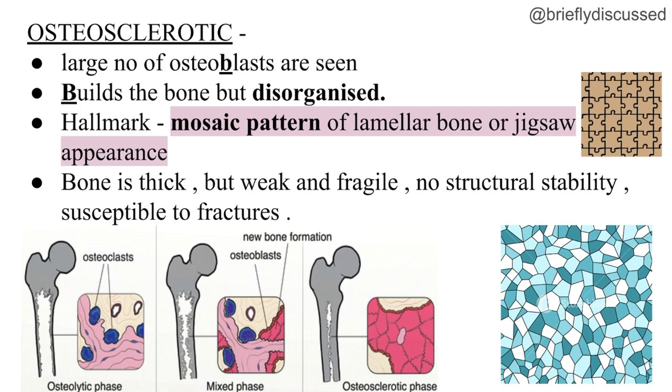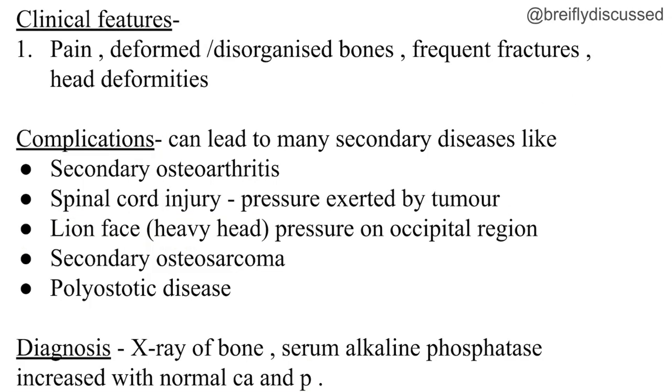So the new bone which is formed, you can see it is in the mosaic pattern, right? So the mosaic pattern of the lamellar bone is also called the jigsaw appearance. These pictures resemble the new bone formation in the osteosclerotic phase. So that's why the hallmark is compared with the mosaic pattern of the lamellar bone or the jigsaw appearance. Clinical features: the patient suffers with pain or disoriented legs, frequent fractures, head deformities, etc.